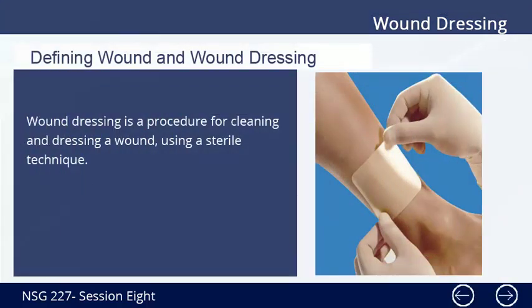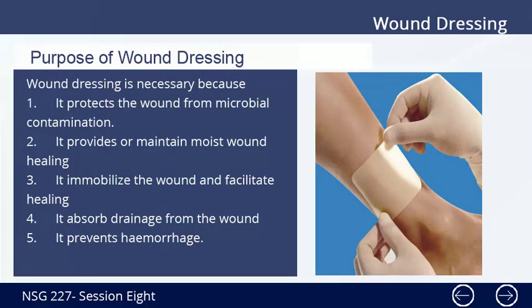Defining wound and wound dressing. Wound dressing is a procedure for cleaning and dressing a wound using a sterile technique. Purpose of wound dressing. Wound dressing is necessary because: 1. It protects the wound from microbial contamination. 2. It provides or maintains moist wound healing. 3. It immobilizes the wound and facilitates healing. 4. It absorbs drainage from the wound. 5. It prevents hemorrhage.